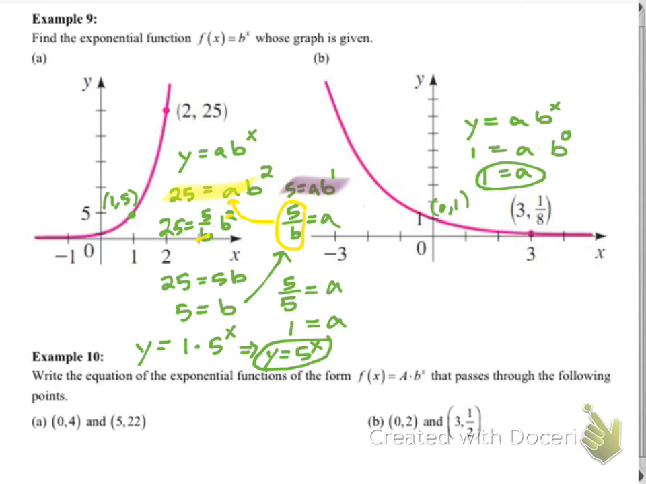See if you can wrap your head around that one. That's a pretty quick solve. It goes through and has a y-intercept of (0, 1). That sets us off on a pretty nice pace. We can already decide that a equals 1.